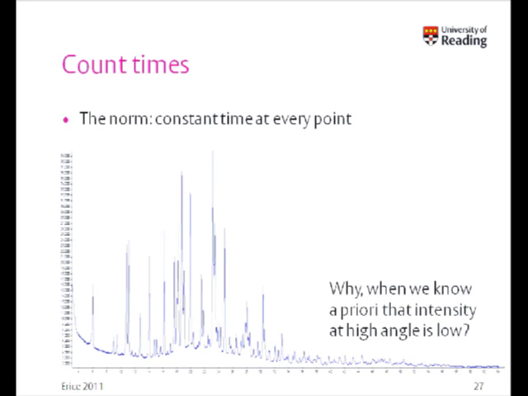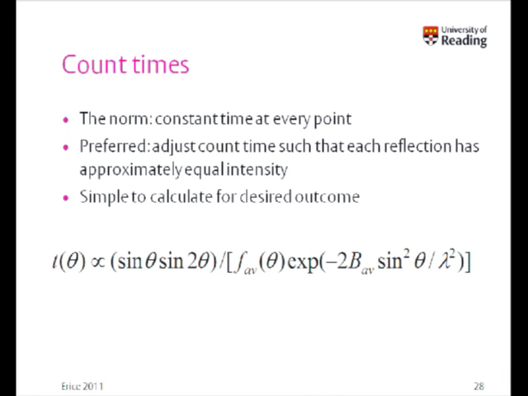Why do we spend as much time counting at low angle as we do at high angle when we know that there's not so much intensity out here because of the LP effect, and also because in the case of organic materials, the form factor fall off? And of course the answer is that it's the easiest way to do it. It doesn't require any thought, and also until relatively recently, diffractometer control software wasn't really geared up for it.